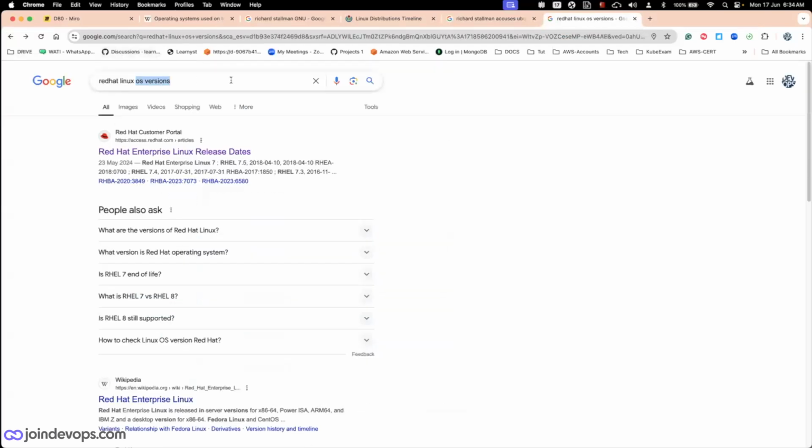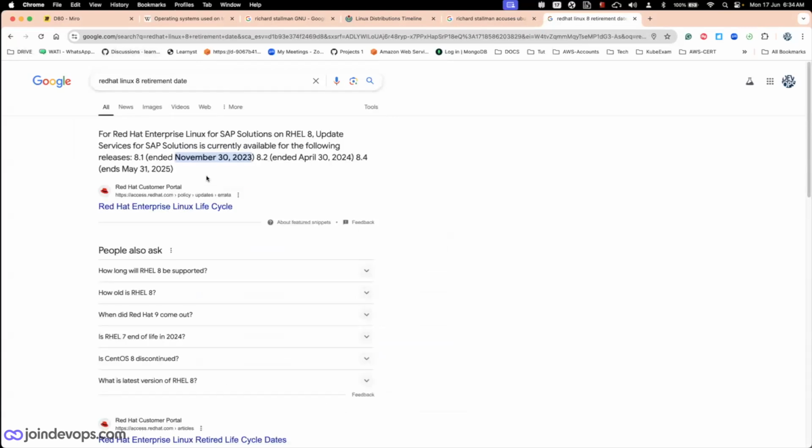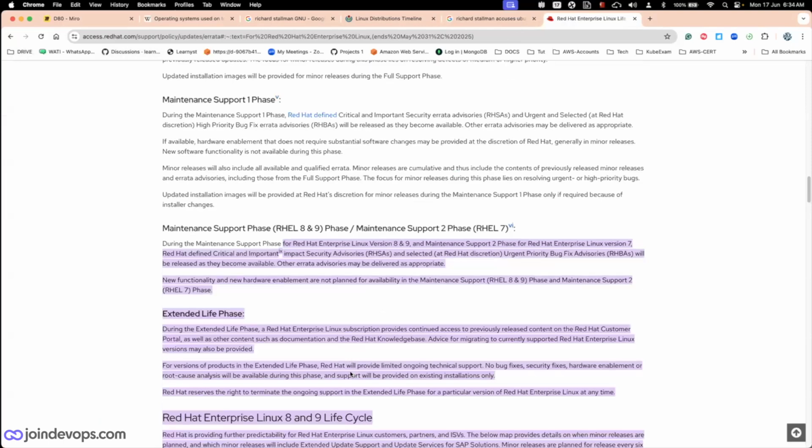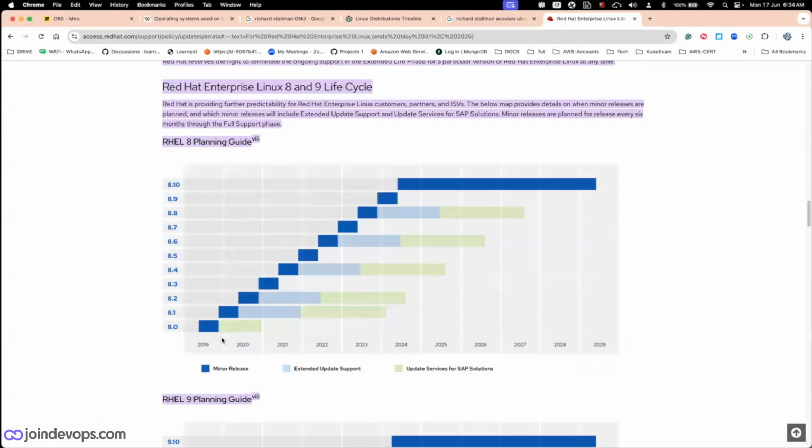So here, Red Hat Linux 8 retirement date is mentioned, so at least the old versions are getting retired. That means 8.1 ended in 2023, which is already done. Now you can see this life cycle, by the way. These are all the different life cycles. 8.10, whatever they have released, is a major version till 2029. So it seems they don't have a plan for a next version. They're done here. That's the last version they're giving major extended support.